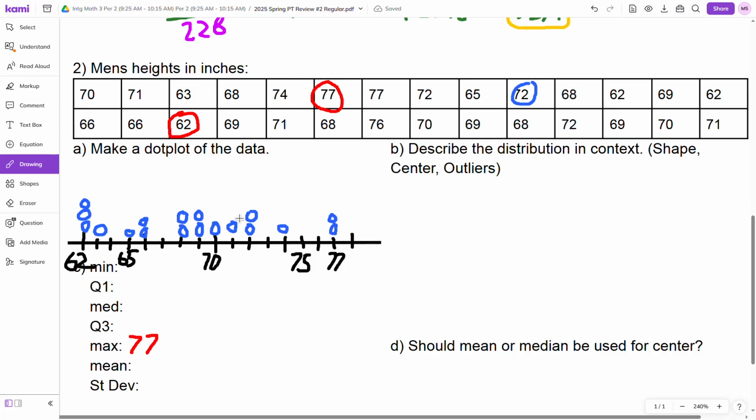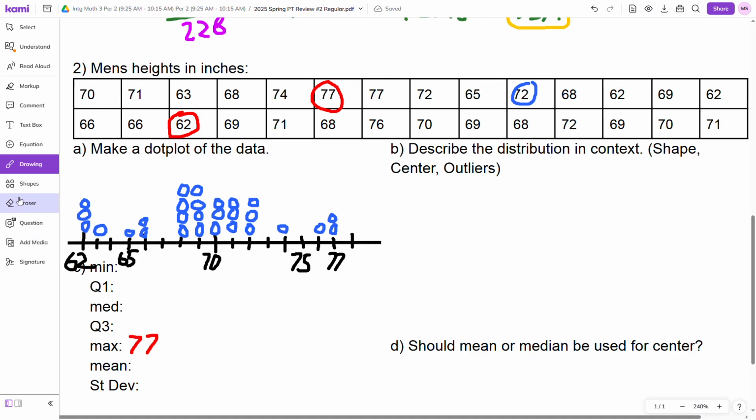69, 71, 68, 76, 70, 69, 68, 72, 69, 70, and 71. And there's my dot plot. A little tedious, but hey, it is what it is.